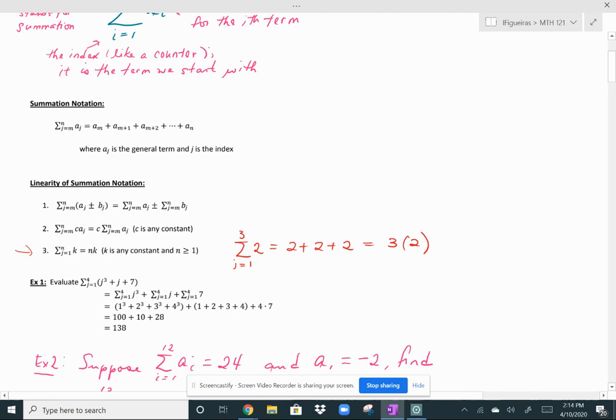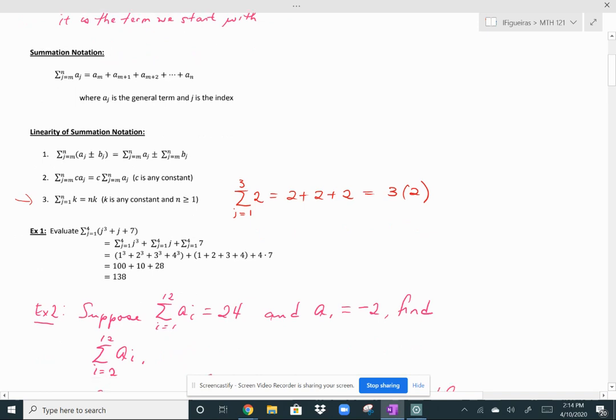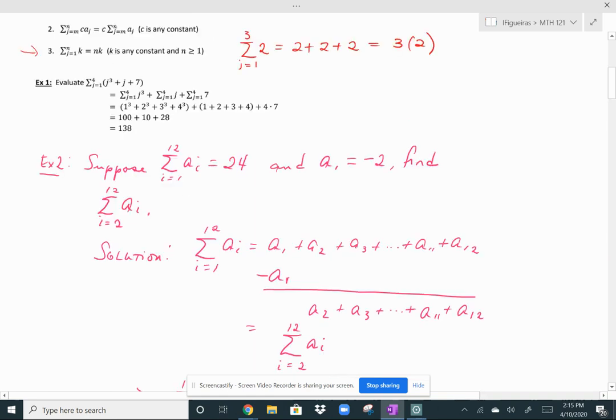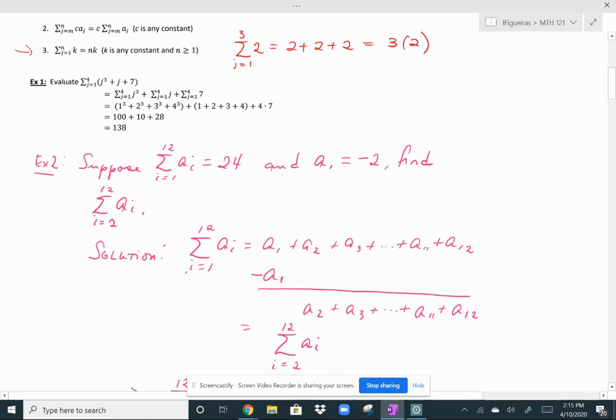All right, so let's do another example. Suppose that the sum as i goes from 1 to 12 of a sub i is equal to 24, and a sub 1 is equal to negative 2. We're being asked to find the sum as i goes from 2 to 12 of a sub i. Well, we know that the sum as i goes from 1 to 12 means that you're adding these a terms 12 times. So I have a sub 1 plus a sub 2 plus a sub 3, all the way up to a sub 12.